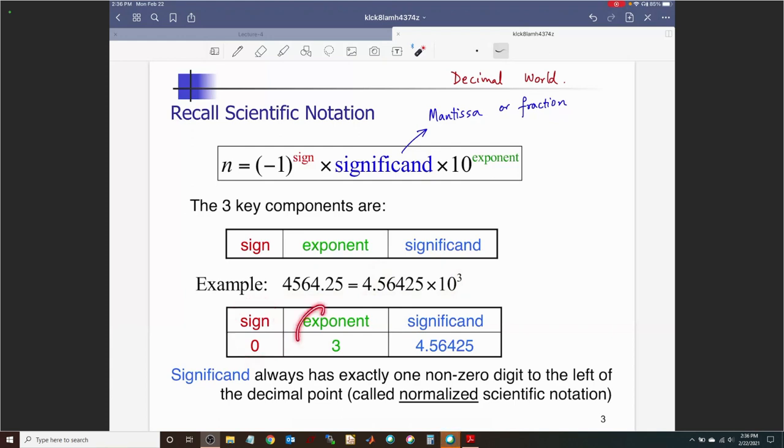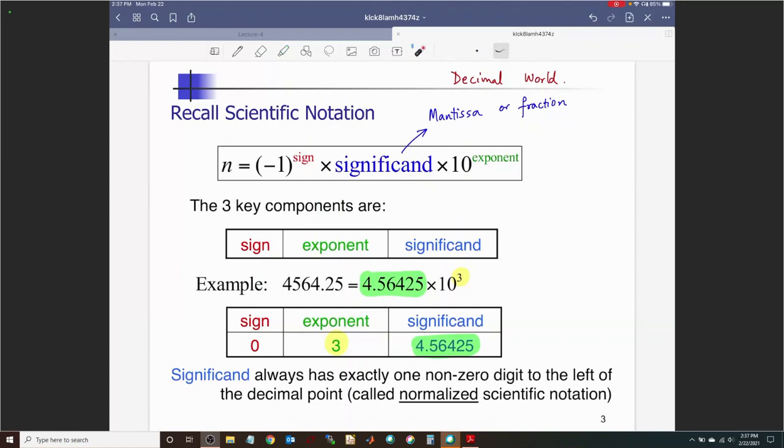The exponent is 3, it's given right there. So let me highlight this in yellow here. And then in the significand field, we have the entire number. In this case, it is being represented in a normalized fashion. What does normalized fashion mean?